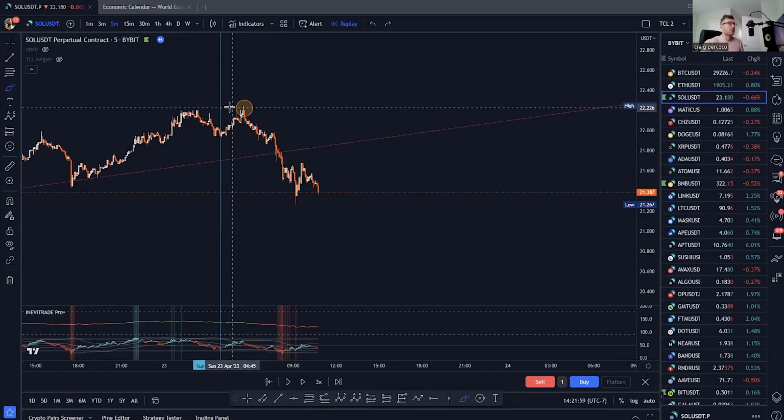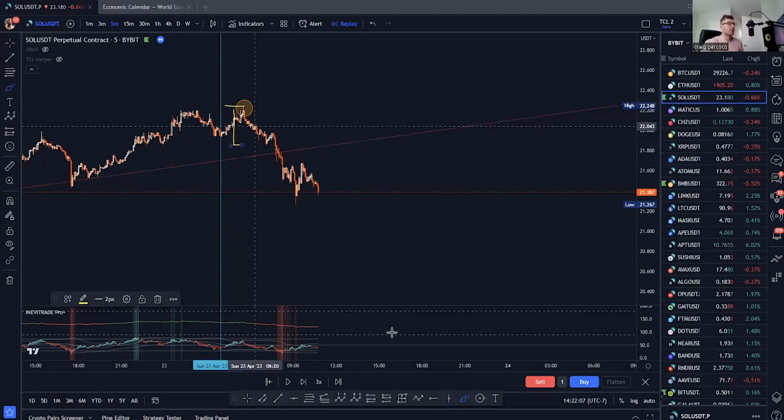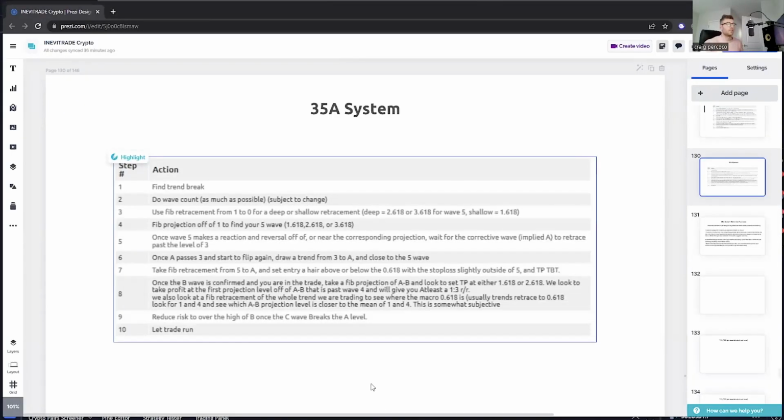Really what I need to do as my first step after finding a trend is finding our factor of 1. Okay, I always talk about this. This is going to be our factor of 1. So just the 0 to 1 distance is our factor of 1. So that's going to be what we need to do for step 2. Find as much as possible, and it's going to be subject to change.